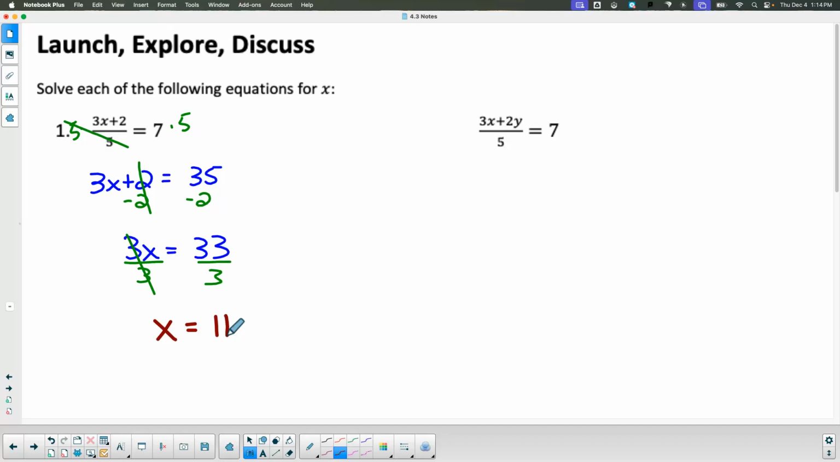Okay. Now, if I'm solving the literal equation for x, first step, I'm going to multiply both sides by 5, just like we did in the linear equation, because that 5 is going to cancel each other out right there. So then that's going to be 3x plus 2y equals 35. Now what would I do then?